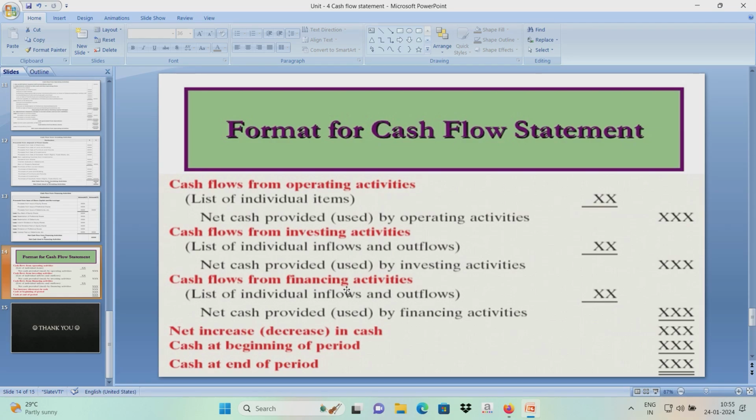After that, we have to record our cash at the beginning of the period, that is last year's cash amount. The financial year starts from 1st April and ends on 31st March. So on 1st April, what is the cash position? That 1st April cash at the beginning of the period we have to add along with this net increase or decrease in cash to find out the cash at the end of the period. So this is our cash at the end of the period. So this is the format to find out the cash flow statement.